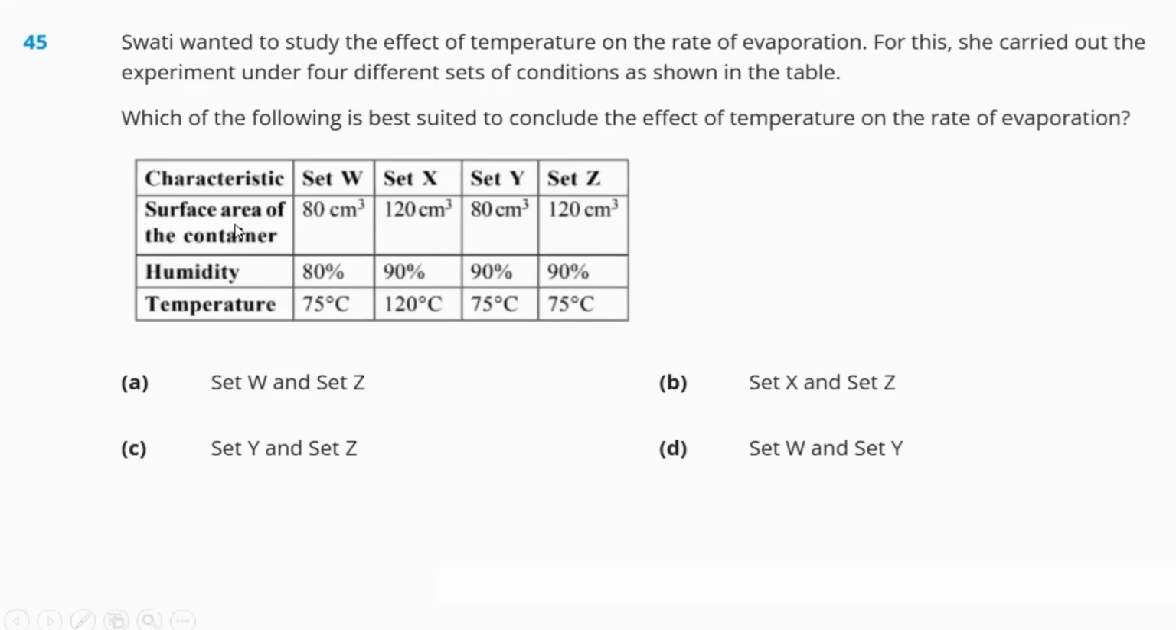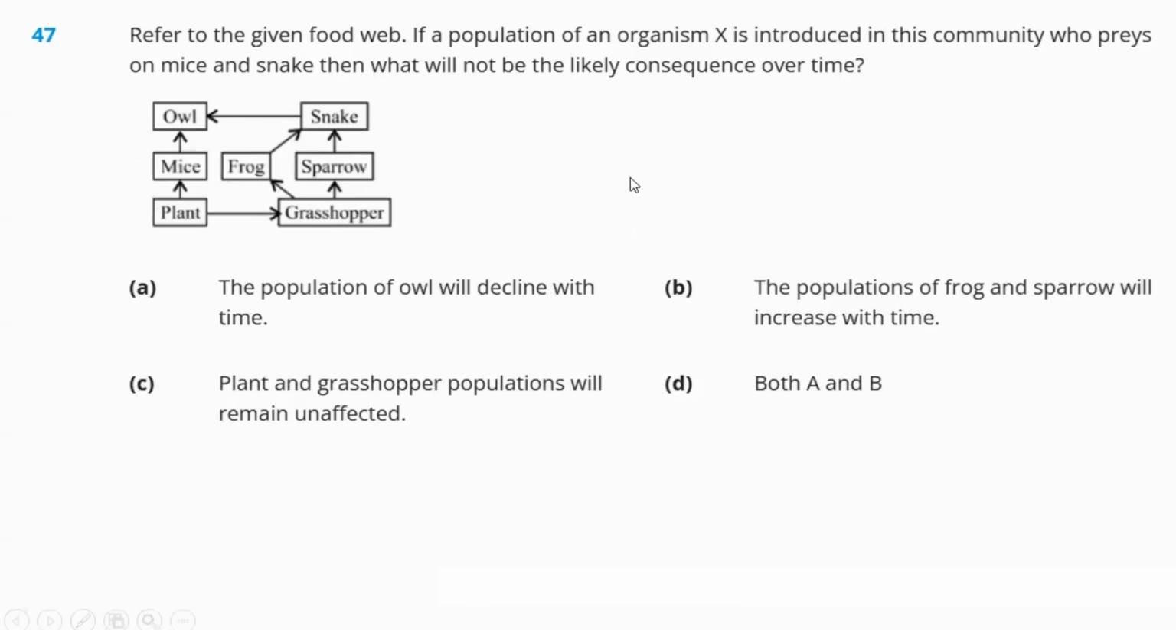Question number 45. 45 says, Swati wanted to study the effect of temperature on the rate of evaporation. For this, she carried out the experiment under four different sets of conditions as shown in the table. Which of the following is best suited to conclude the effect of temperature on the rate of evaporation? Everybody, when we set up an experiment, apart from the condition that we want to test, everything else has to be the same. It has to be standardized, right?